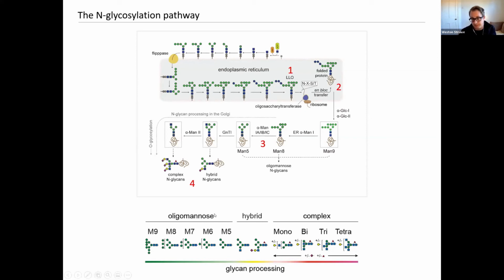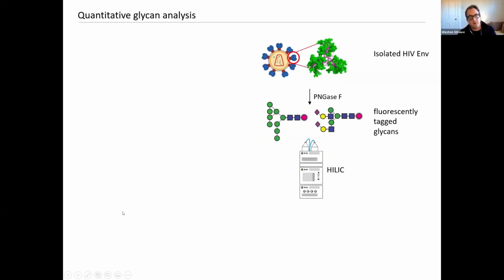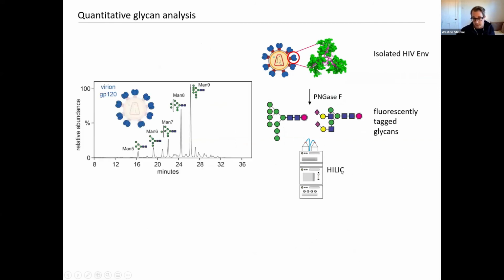So the way that we present these data is by the 3 different classes, oligomannose, hybrid, and complex, and the different degrees of processing. So green to purple, green being relatively unprocessed or underprocessed, and purple being more complex type glycans. And we can quantify the degree of processing relatively easily. So here's an example of HIV Env. We remove the glycans enzymatically with PNGase F, and we label them fluorescently in a 1-to-1 stoichiometry. And we separate these and profile them using hydrophilic interaction chromatography. It looks like this, and this essentially separates the glycans based on their size and shape.